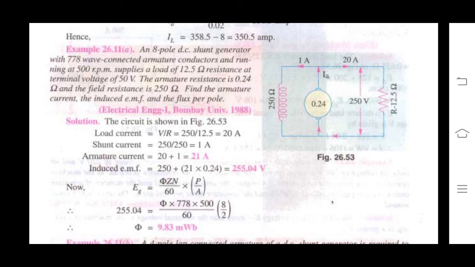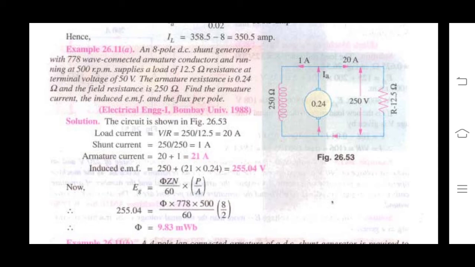Here the terminal voltage is not 50 volts, it is 250 volts. In the problem it was written as 50, but it is 250 because of the field resistance of 250. So you can calculate the ISH value. ISH equal to V by R, where V and R are both 250, so the shunt current ISH is 1 amp.